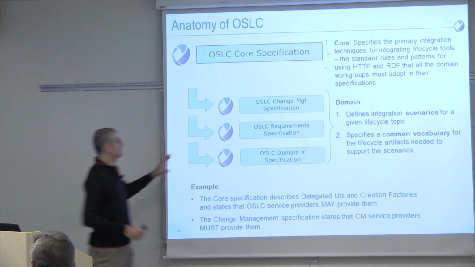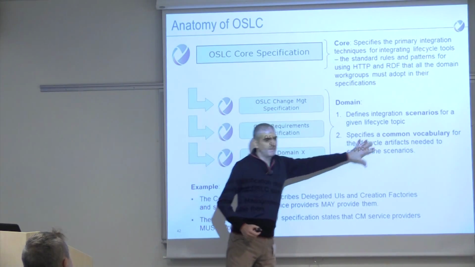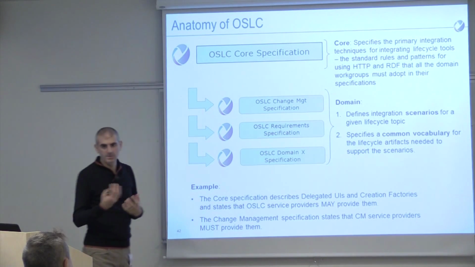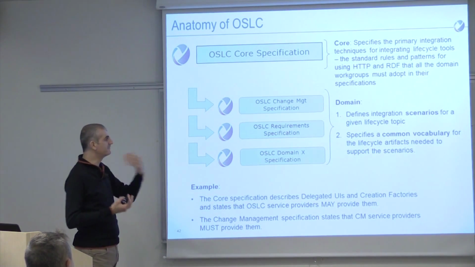Okay, so these domain specifications work on the vocabularies. What do these resources mean? What kind of properties should they have? And they're minimalistic, and they're driven by scenarios.